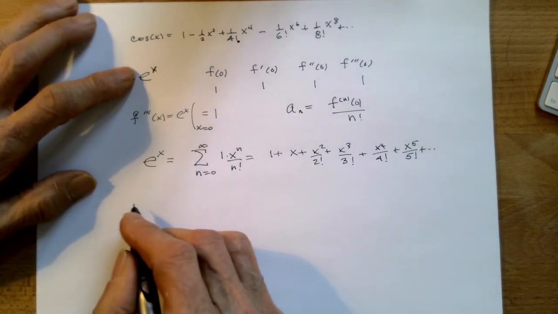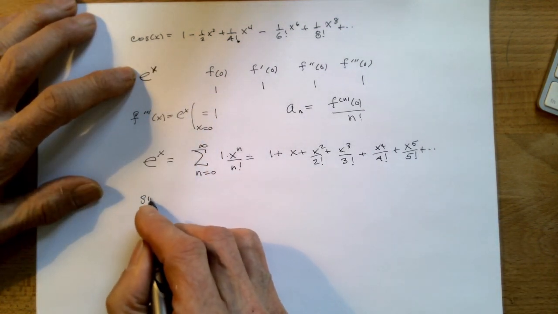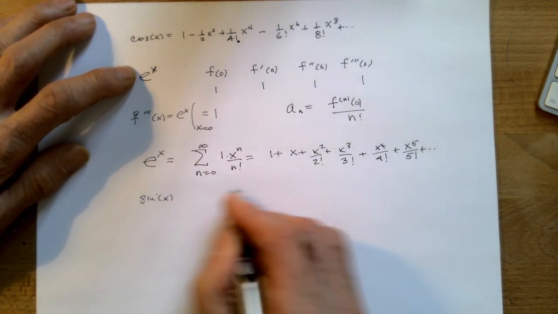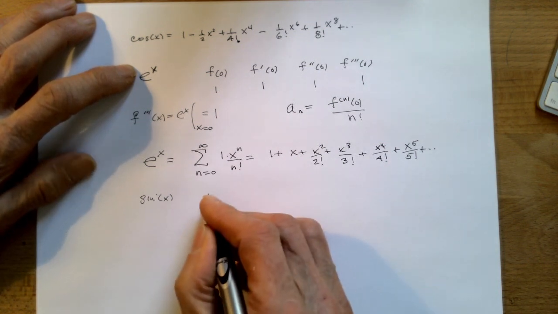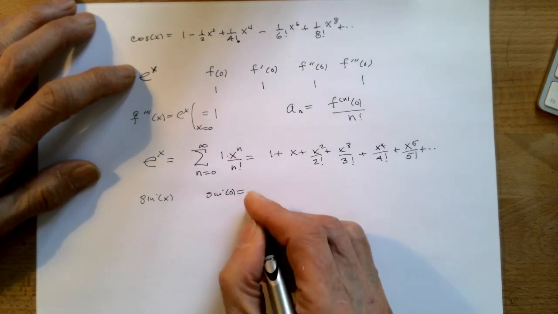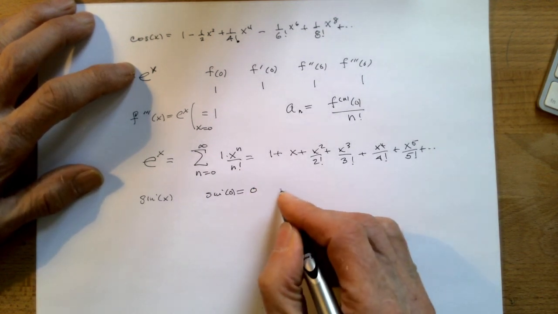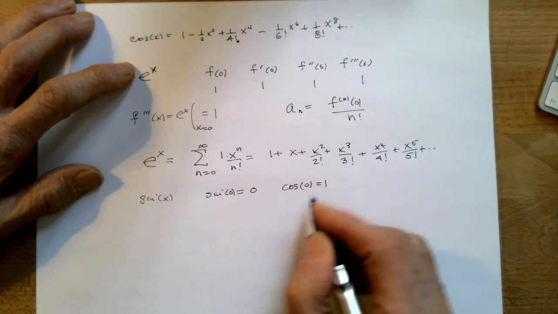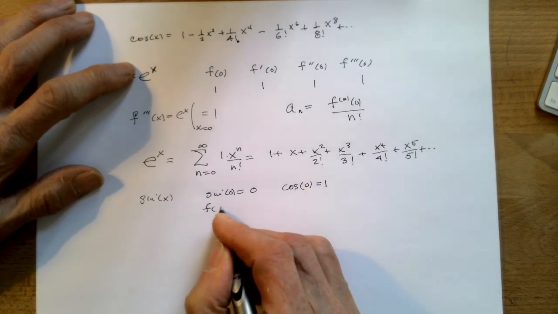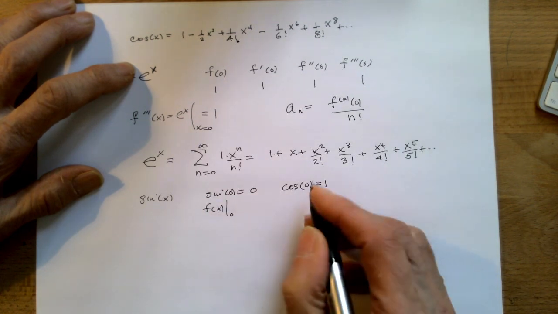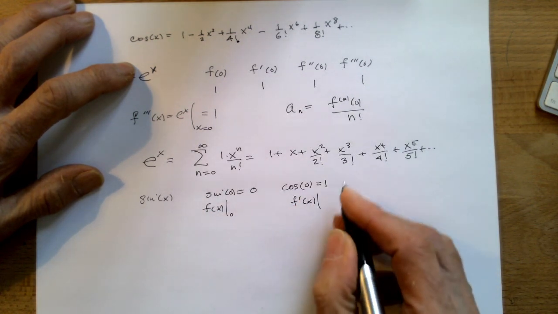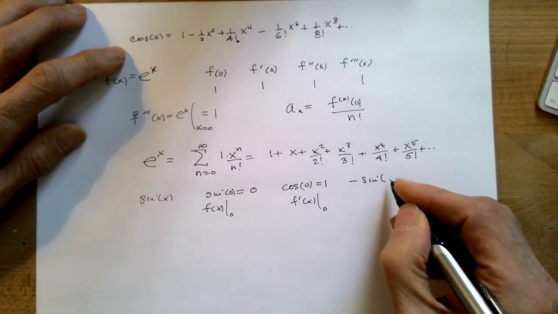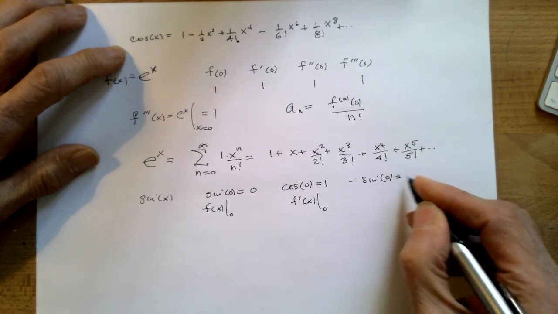Let's do one more. Let's work out the sine of x. Well, we have to know the derivative of the sine of x. First, we have to know the value of the function at 0. So sine of 0, of course, is 0. And its derivative is the cos. And we evaluate that at 0, we get 1. That's the first derivative. This is the function at 0. This is the first derivative at 0. The second derivative, of course, will be minus the sine at 0 equals 0.